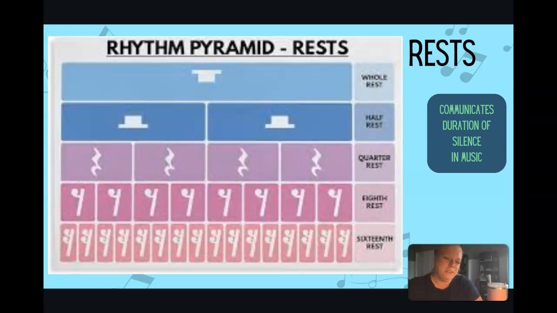Now, I gotta tell you, with quarter rests, these are kind of the weirdest squiggly things you have ever seen. They really are a Z with a C on the bottom, just kind of squished together this way. A quarter rest is worth a quarter of the value of the whole rest.